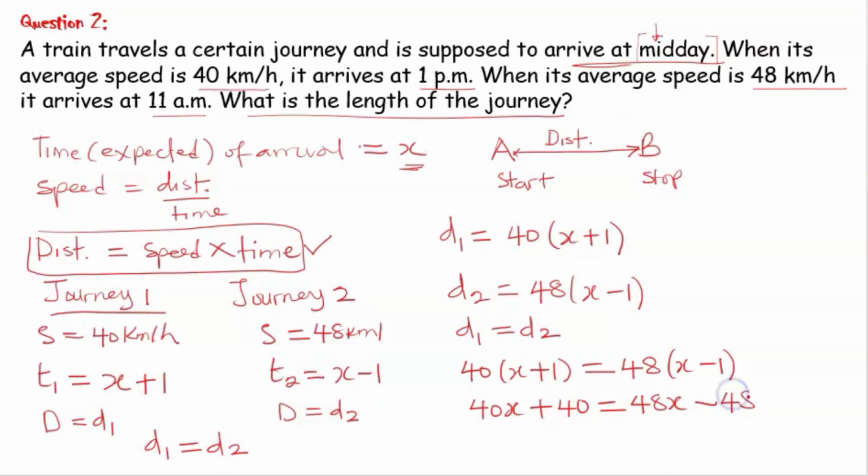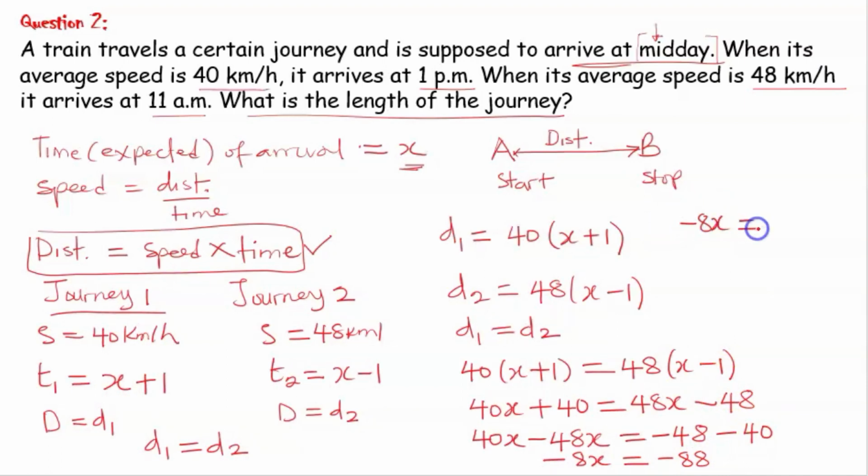minus 48. Okay, so if we collect like terms, we are going to have 40x minus 48x is equal to negative 48 minus 40. All right, and this is going to give us negative 8x, and this is going to give us negative 88. So we are going to have negative 8x equals negative 88.